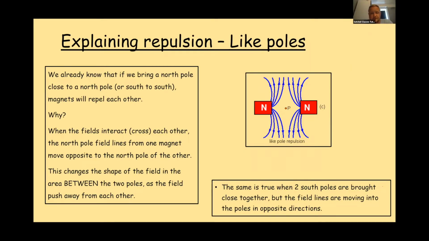For repulsion then, repulsion has a similar sort of idea going on. Here I've only used two north poles coming together. But if we bring a North Pole and a North Pole close together, the magnets will repel. Why is this? That's because the North Pole of this magnet is sending field lines out here, as is the North Pole of this magnet sending field lines towards it in the opposite direction. When these field lines of force meet, they are forced to move outward.